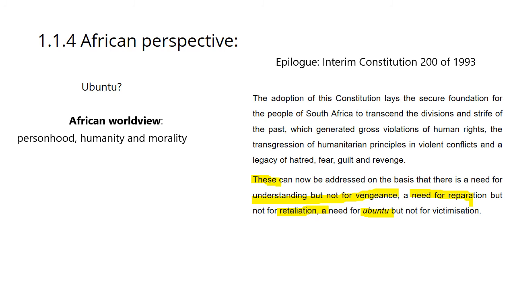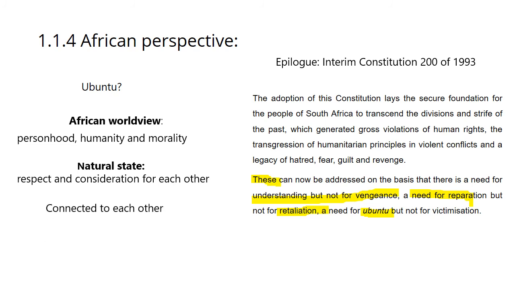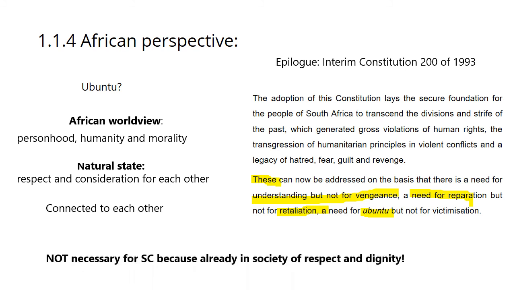Ubuntu presupposes that our natural state is one in which we live with respect and consideration for each other, because we are all human beings. We are connected to each other and born within a community from which we can never truly be separated. What is good for the community will then be good for the individual, and we will live in a kind of society underlined by the principles of sharing and equal respect for each other.